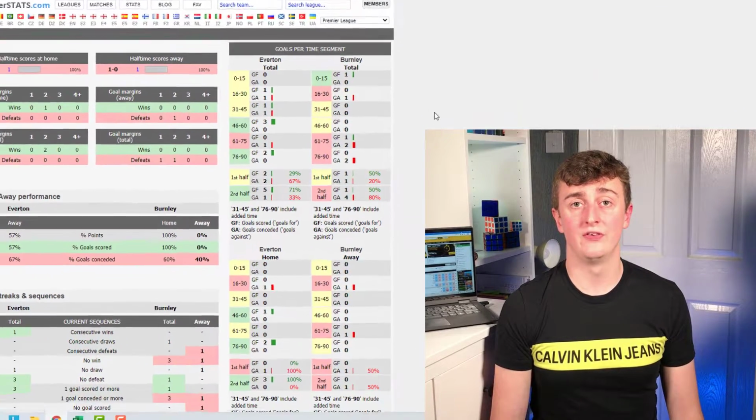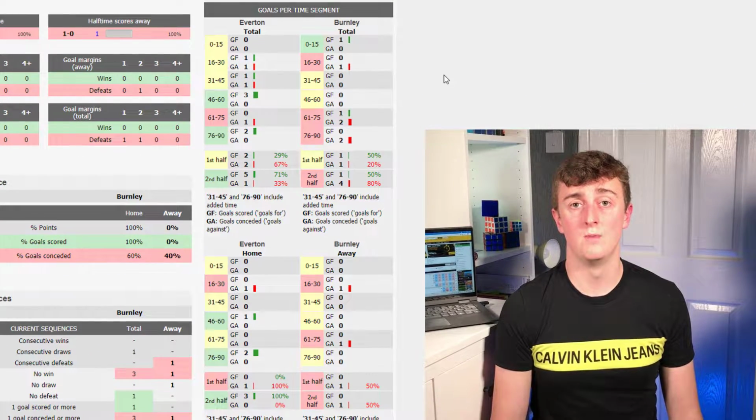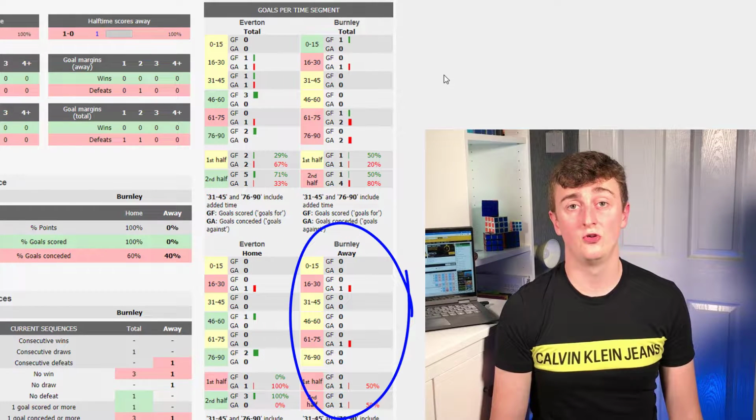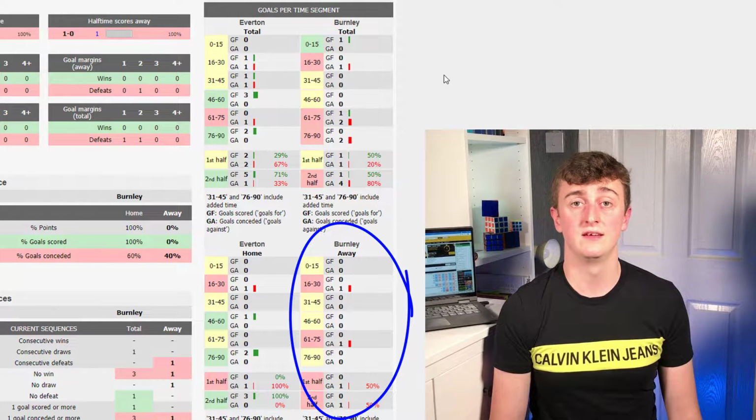Looking here at the goal times, Everton hadn't scored at home at any point during the first half. And likewise, Burnley also hadn't scored at any point during the first half of the games they've played away from home. The reason I've broken it down into home and away is because Everton are playing at home in this match, and teams tend to perform slightly differently when they're playing either at home or away.